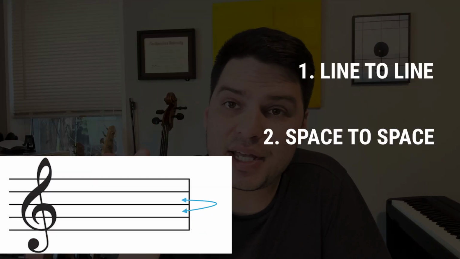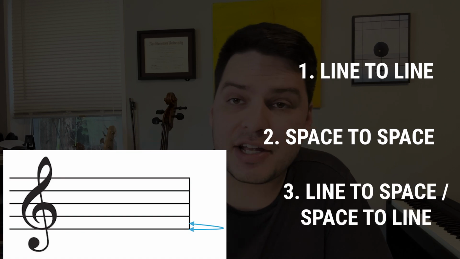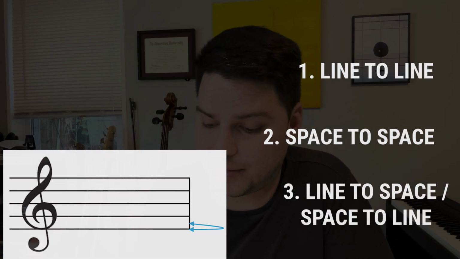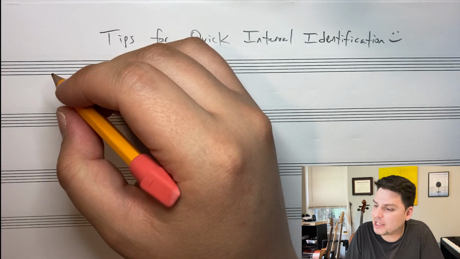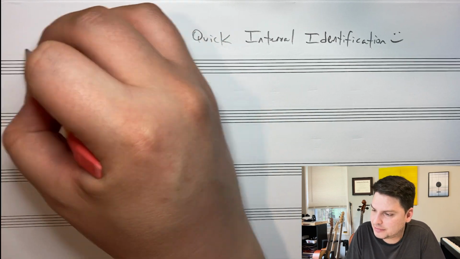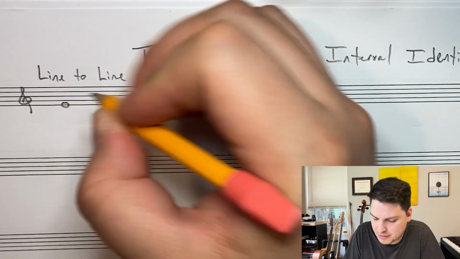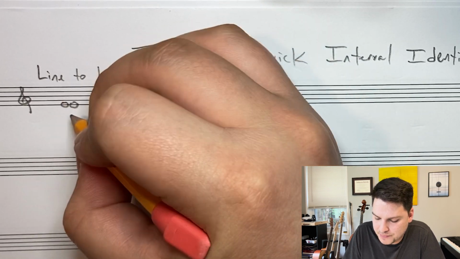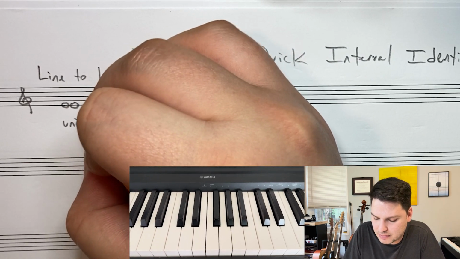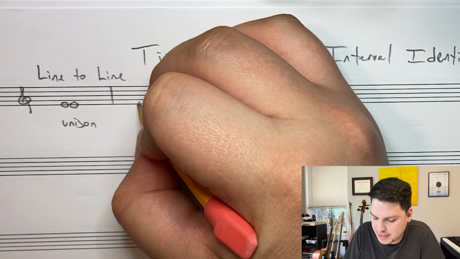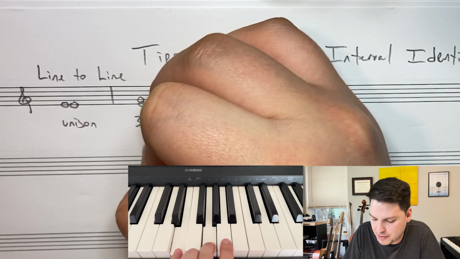So there are basically 3 main ways that you can identify intervals quickly on the staff. You can think about line to line, space to space, or line to space / space to line, which are essentially the same thing. So let me explain. If we start with line to line, let's start with the note E, which is on the bottom of the staff. If we put an E right next to it, this is going to be a unison, which we already know. If we go to the next line up, we're going to get a 3rd.